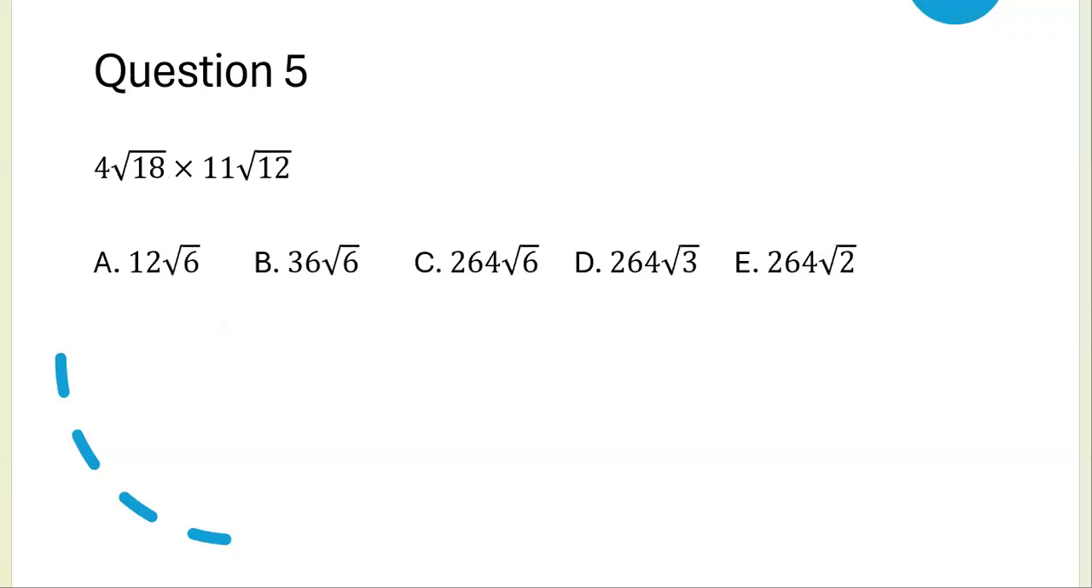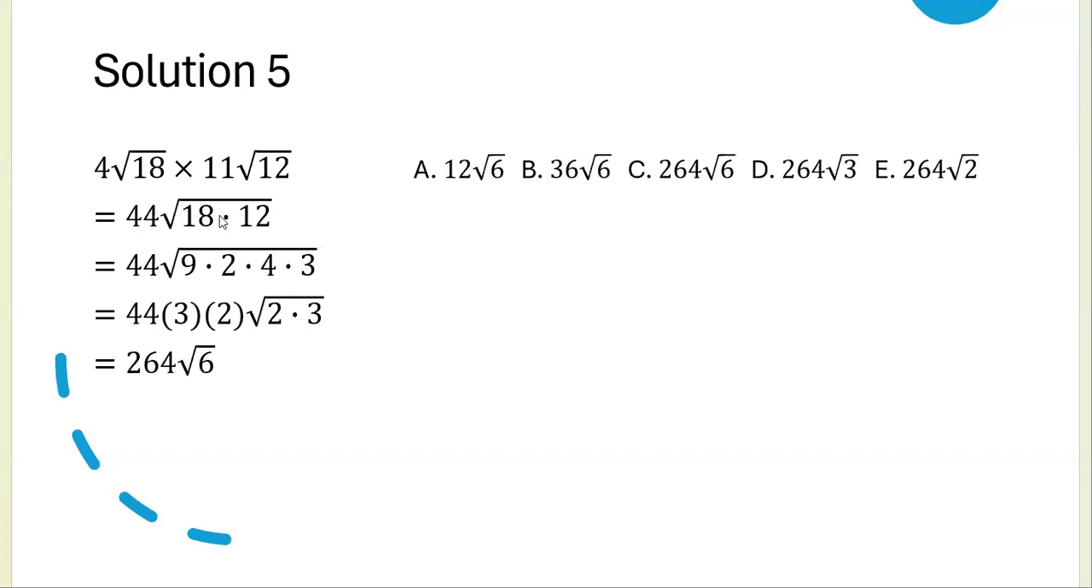How about this one? How do we simplify this? This one is a multiplication. So what makes it different? We can multiply the outsides first. So that's 44. So you could already probably eliminate A and B. Those are smaller. And then 18 times 12, let's break it up a little bit. You can directly multiply those radicals together, the insides. This is just a property of exponents, by the way. 18 is 9 times 2. 12 is 4 times 3. Why do I want to break it up like that? 9, if we bring out the square root, it's 3. 4, if we bring out the square root, that's 2. So then you get 264 root 6.